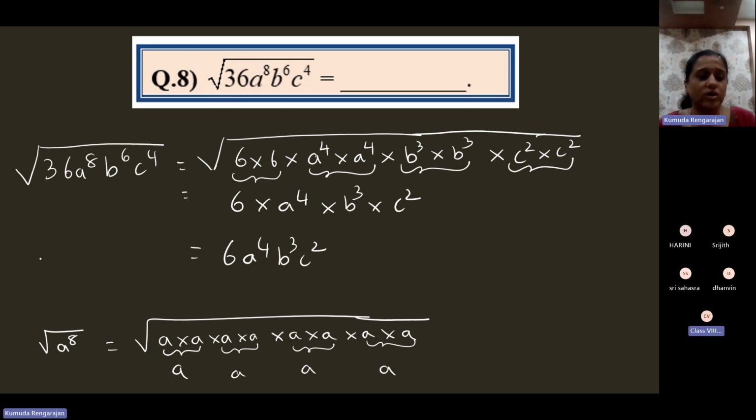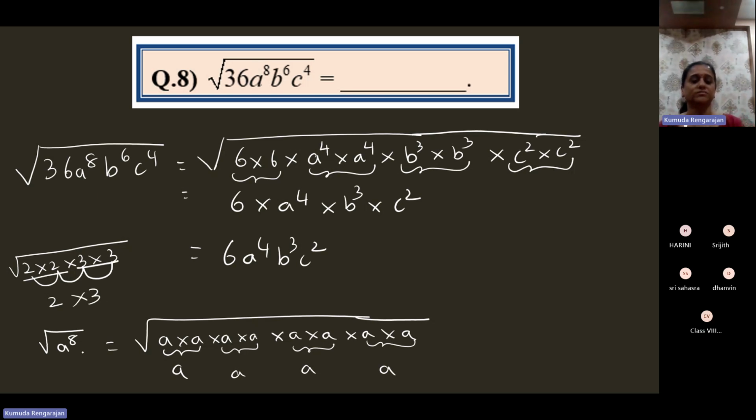Now what is 36? What is the square root of 36? Square root of 36 is 2 into 2 into 3 into 3. Yes, ma'am. 2 2s are 4, 4, 4 3s are 12, 12 3s are 36. So from these two 2s, 1 2 out. From 2 3s, 1 3 out. And 3 2s are 6. Okay, ma'am.